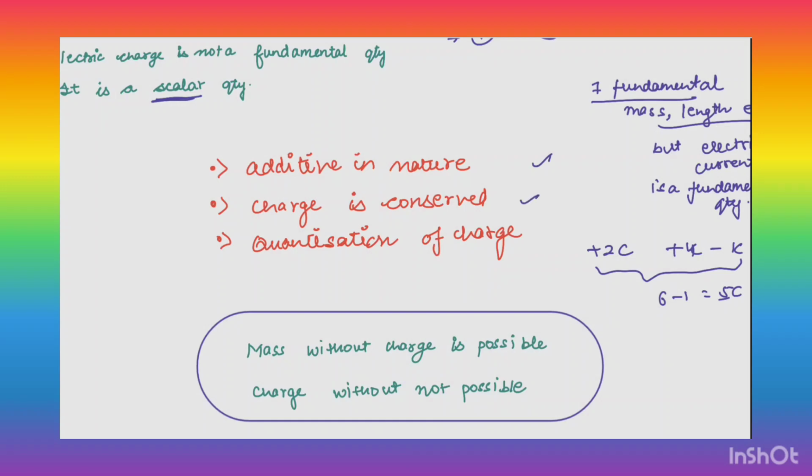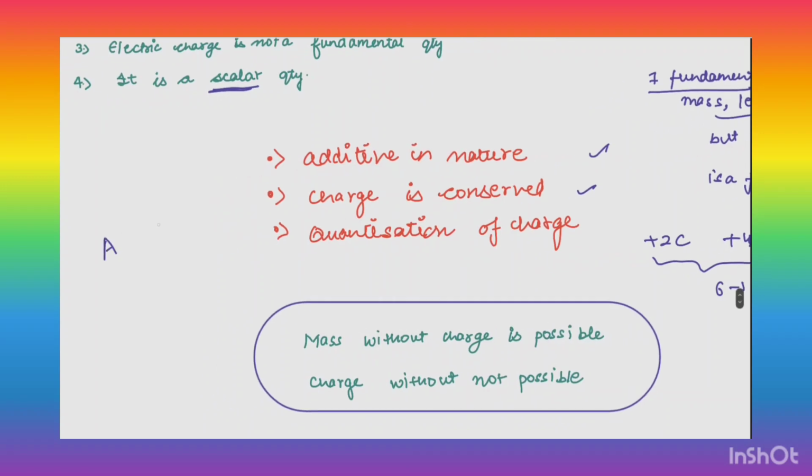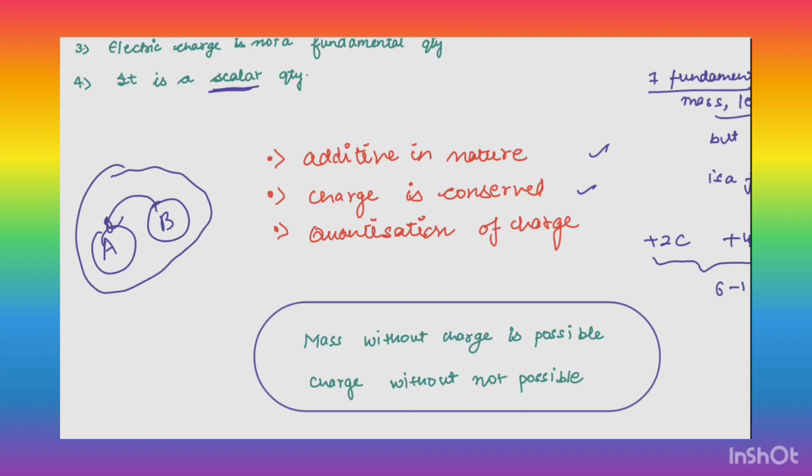Charge is conserved. If body A and body B are involved, and body B is giving charge to body A, the charge in the system will be conserved. The charge on a particular body changes, but in the system, meaning the system having both body A and body B, the charge will be conserved.